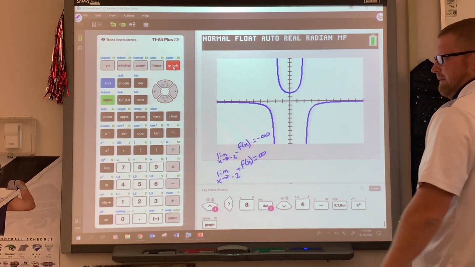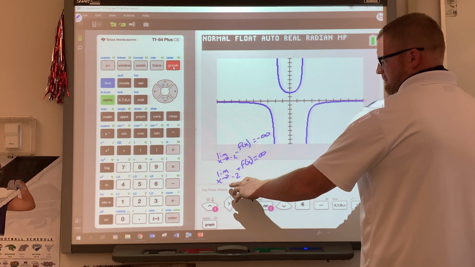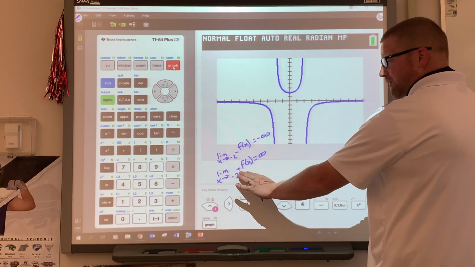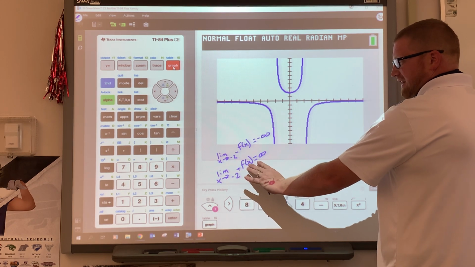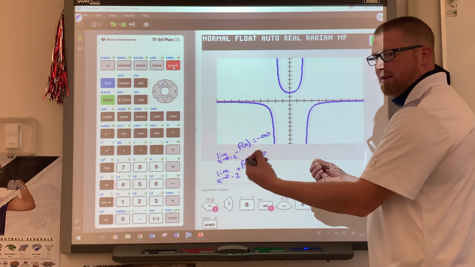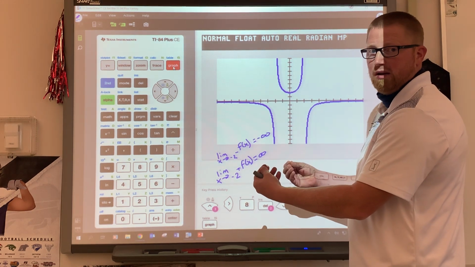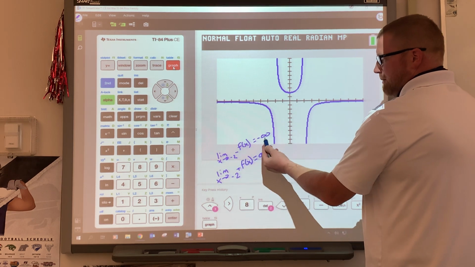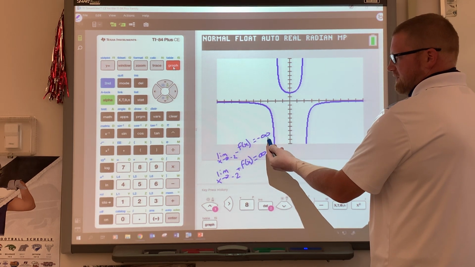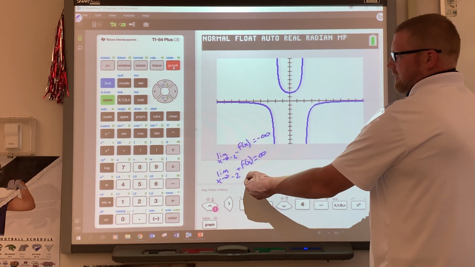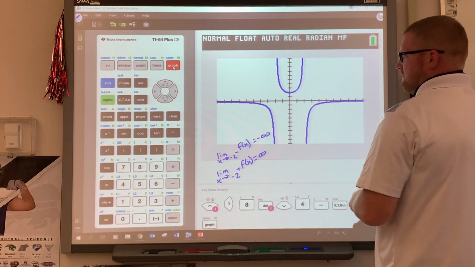Now, what's the limit as x approaches negative 2 of f of x? In this situation, you'd have to say does not exist because the left-handed limit and the right-handed limit do not agree. But I can say the left-handed limit of this function at negative 2 is negative infinity, and the right-handed limit of this function at negative 2 is positive infinity.